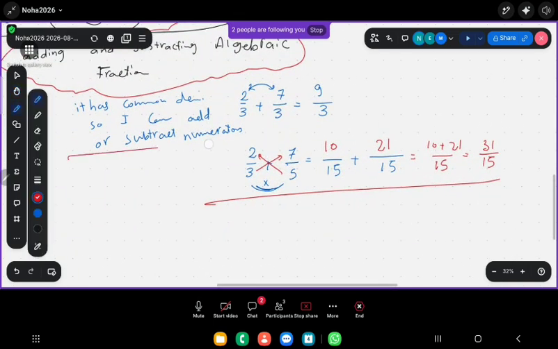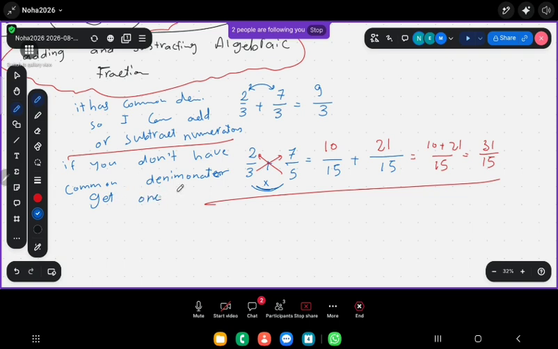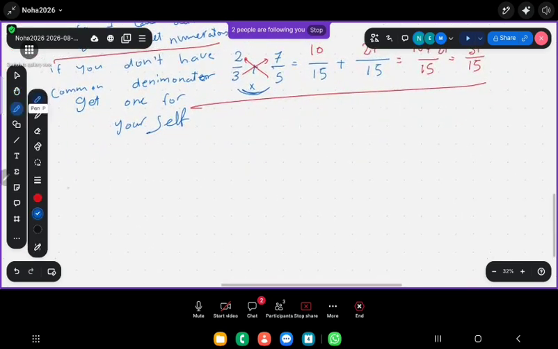So here, look, because it's very important step here. If you don't have common denominator, get one for yourself. How? With our ordinary way. So concentrate because I have to tell you about it here. If you have algebraic expression, it's easy, it doesn't make any difference.